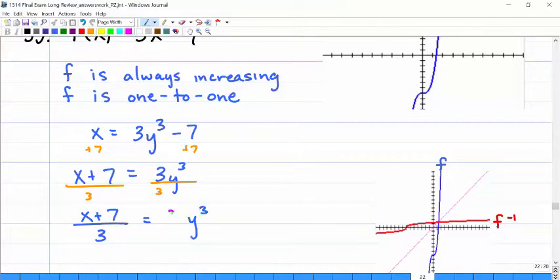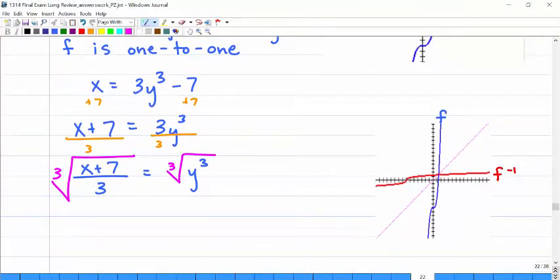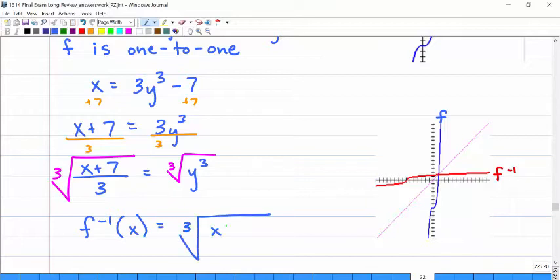Then I need to take the cube root of both sides, and that leaves me with y equals the cube root of (x plus 7) over 3. So that is my inverse function. The inverse of f is the cube root of (x plus 7) over 3. And one thing I want to point out: when I graph f and f inverse on the same axes, I notice that I have symmetry with respect to the line y equals x. F and f inverse are symmetric with respect to the line y equals x.